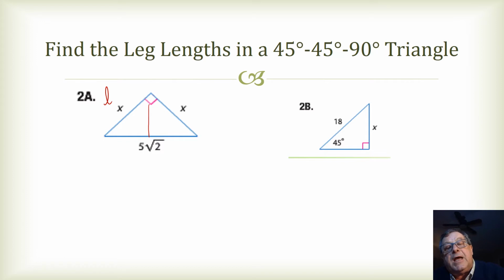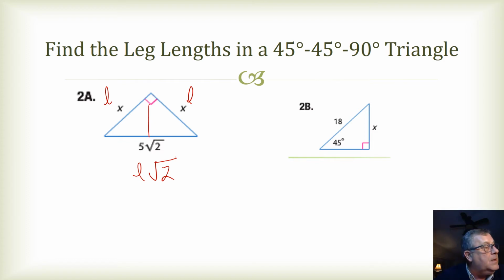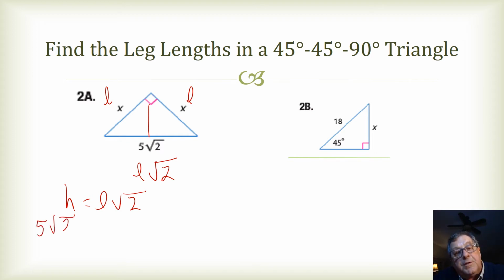And if each of the legs were to equal L, then the hypotenuse is L times the square root of 2. Now, if that's true, we can set up a formula such that the hypotenuse is equal to L square root of 2. And in this case, we know that the hypotenuse is 5 times the square root of 2 in this triangle in 2a. And let's substitute x for L, so that 5 square root of 2 is equal to x times the square root of 2.